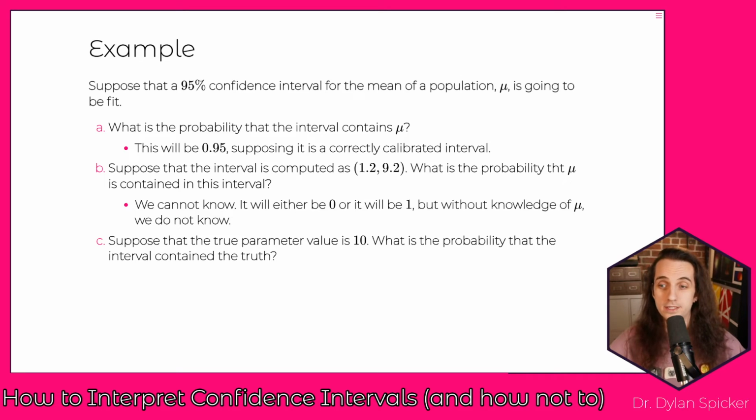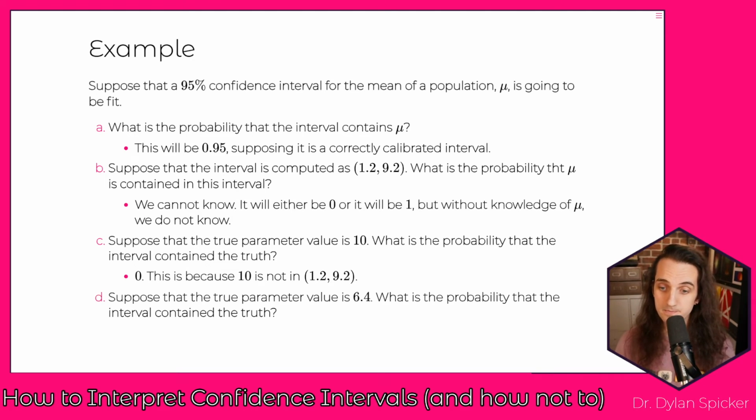What if we knew that the population parameter value was 10? We've calculated this interval, 1.2 to 9.2, and we know that the truth is 10. What's the probability that the interval contained the truth? Well, here we just take a look and ask, is 10 inside of this interval? No, 10 is not inside of that interval. And so the probability is 0, because 10 is not contained inside the interval.